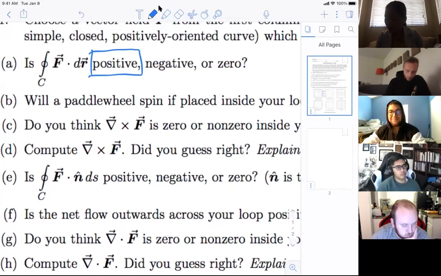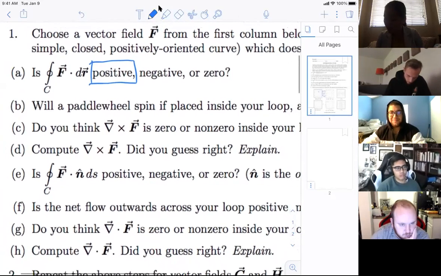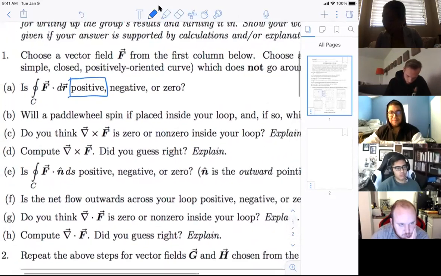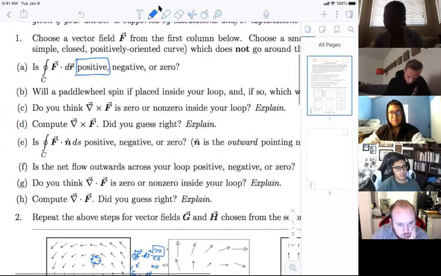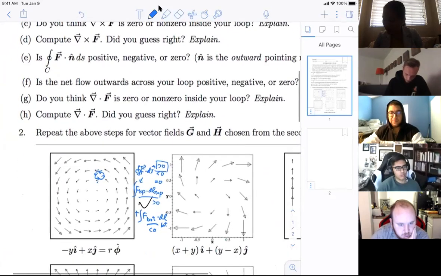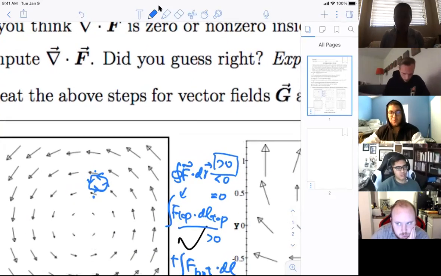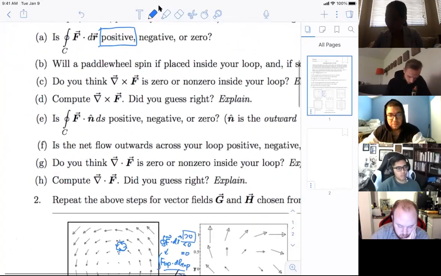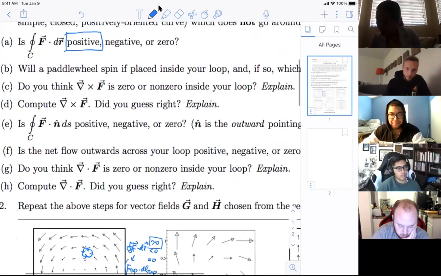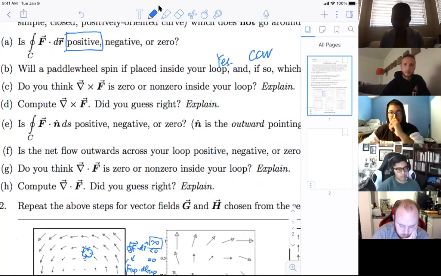Okay, the second one: will a paddle wheel spin if placed inside your loop? And if so, which way? Now, I think Nicholas has said earlier it's going to spin, right? I think we all agree it is going to spin. So in which way would it spin? Counterclockwise, yes. So the answer is yes, it will spin in the counterclockwise direction.